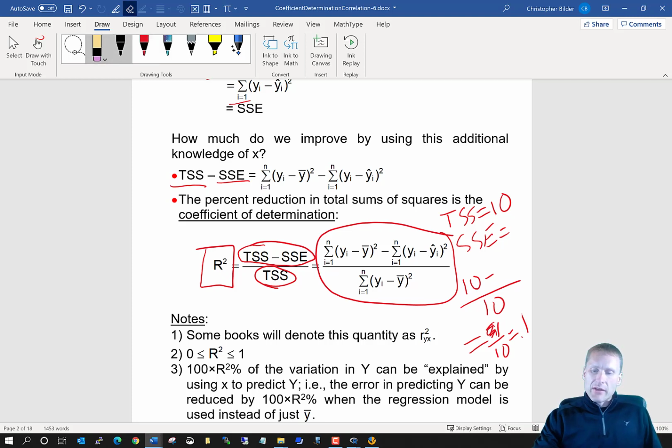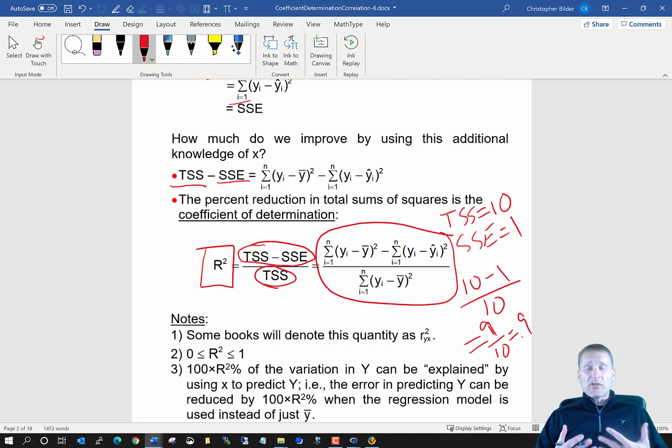But now let's change things. Instead of SSE being 9, how about SSE is now 1? And you can see, just comparing 10 to 1, that's a dramatic reduction. Well, how much of a reduction? It's a 90% reduction, 0.9. And so in that case, a lot has been gained by using x to predict y rather than simply using y bar itself. And so that's how we can interpret what this R squared is measuring. It's the amount of reduction in the total sums of squares, or the amount of reduction in your overall prediction error by using x to predict what y is.